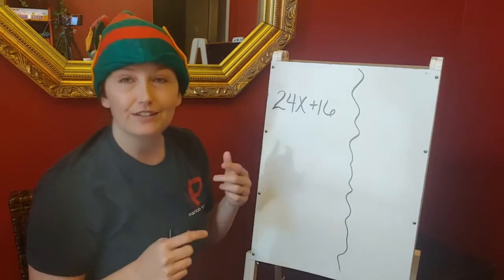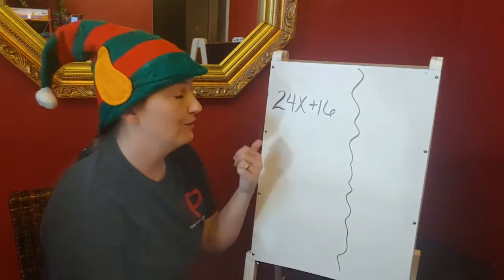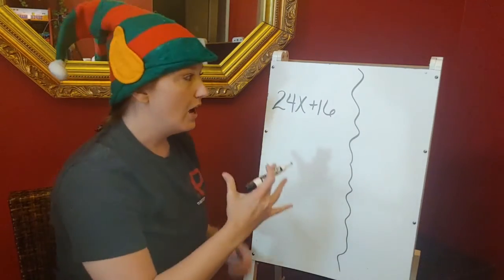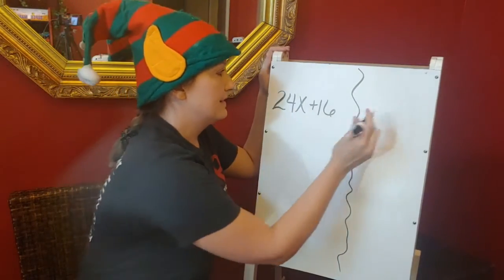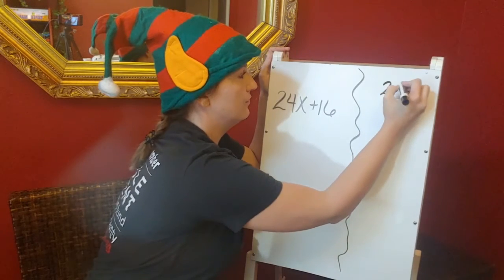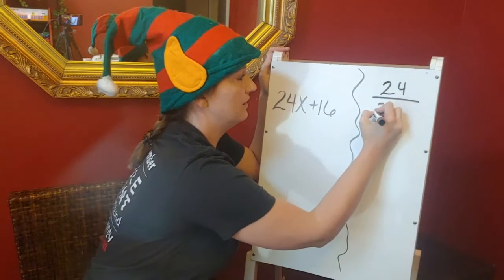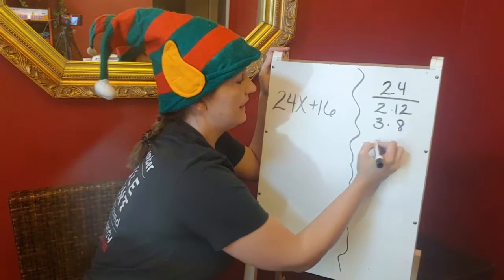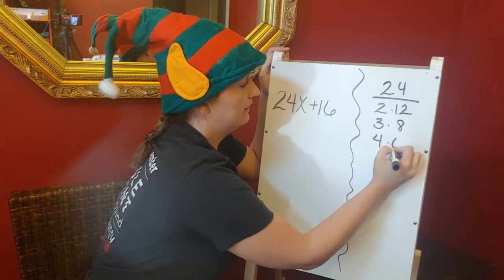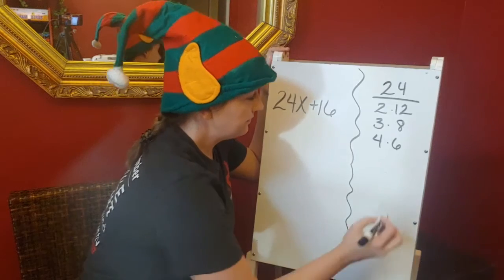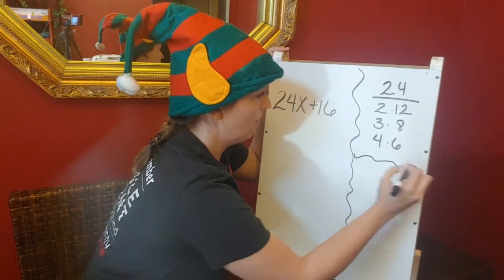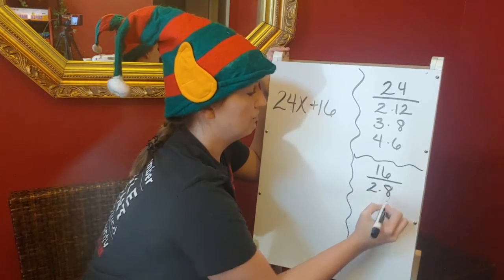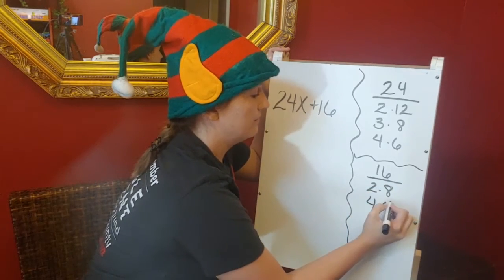We are factoring linear expressions. We're going to start off with this expression that I have here, and we're going to look at the factors of 24 and 16. So for 24, the factors of it are 2 times 12, 3 times 8, and 4 times 6. And then for 16, my factors are 2 times 8 and 4 times 4.